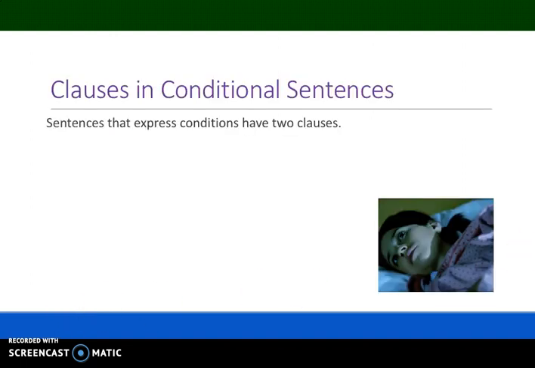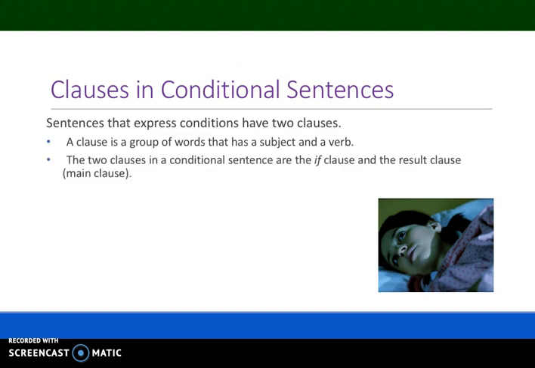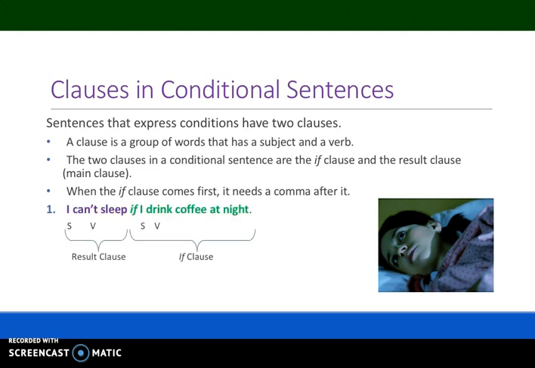First of all, we need to know that sentences that express conditions have two clauses. So let's review what a clause is. A clause is a group of words that has a subject and a verb. The two clauses in a conditional sentence are the if clause and the result clause, or the main clause. The thing to keep in mind is that when the if clause comes first, it needs a comma after it. Let's look at some examples.